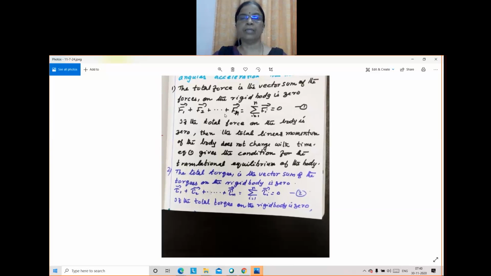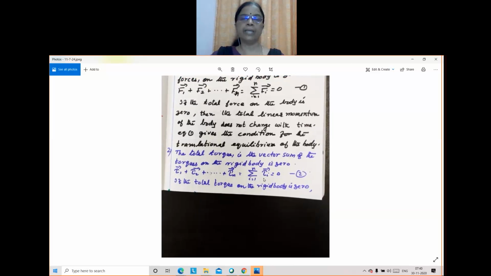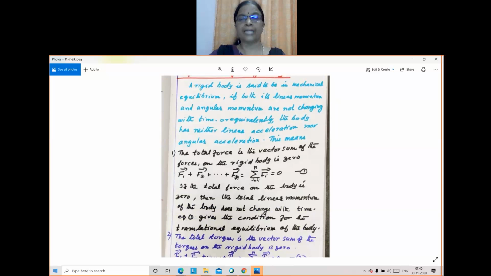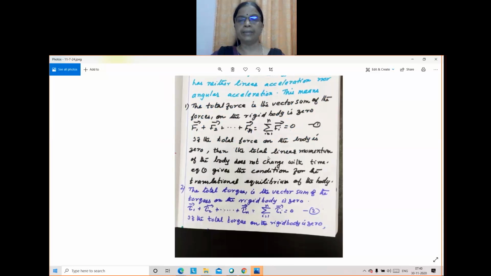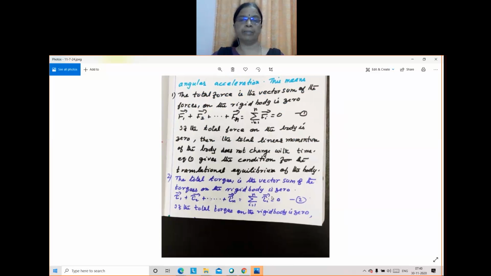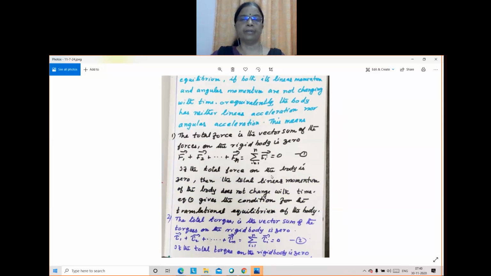So, what is the condition for translational equilibrium? Sigma i equal to 1 to n Fi equal to 0. Total external force acting on the system is 0. What is the condition for rotational equilibrium? Total torque acting on the system is 0. So this is the condition for translational equilibrium and rotational equilibrium. Clear? What is the condition for translational equilibrium?